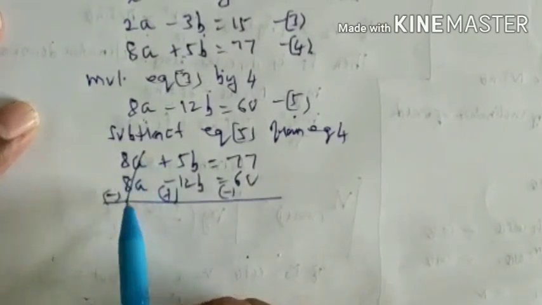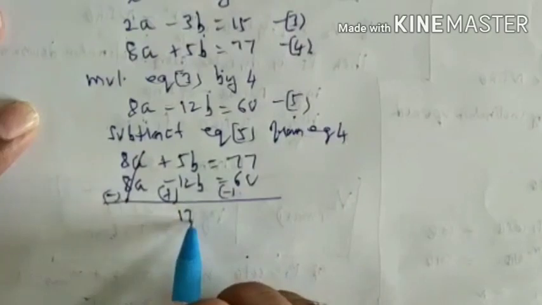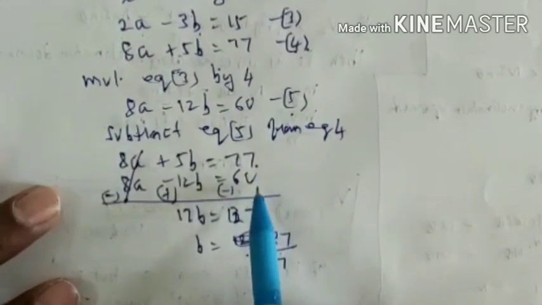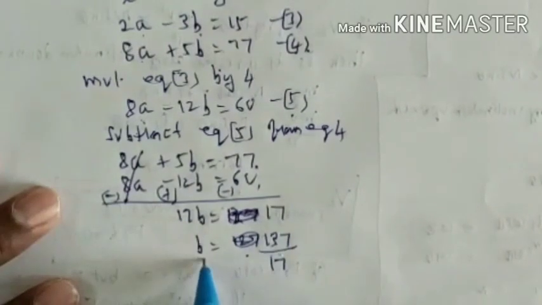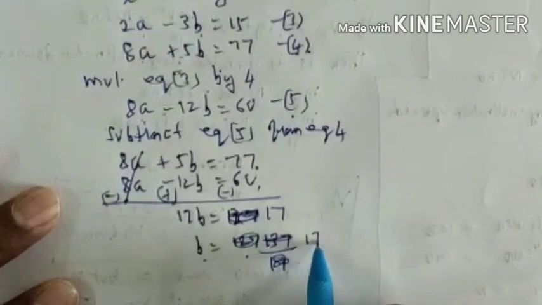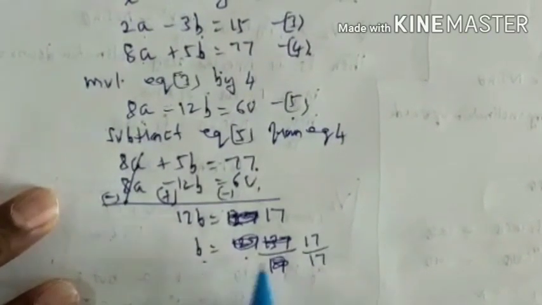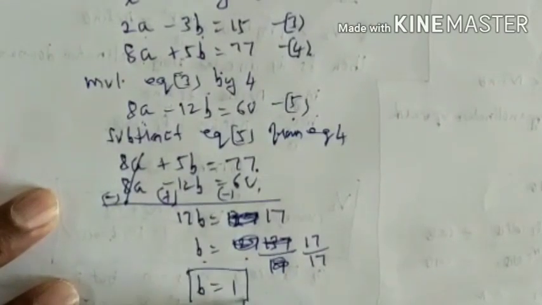Now see here 8a minus 8a will get cancelled. 5 plus 12, here we get 17b, 77 minus 60, here we get 17. So the value of b is 17 upon 17, or we get b is equal to 1. We got the value of b as 1.